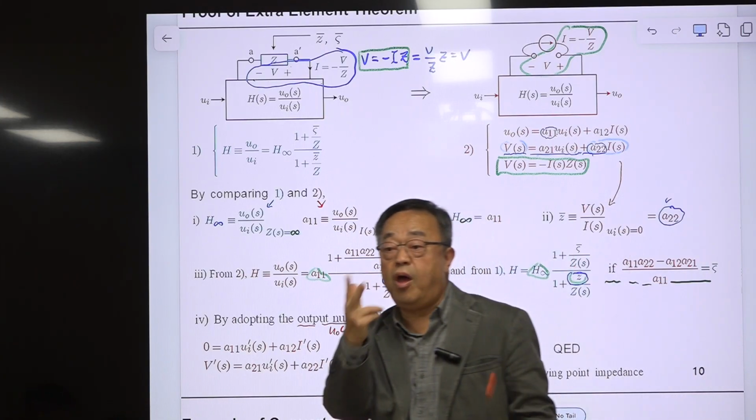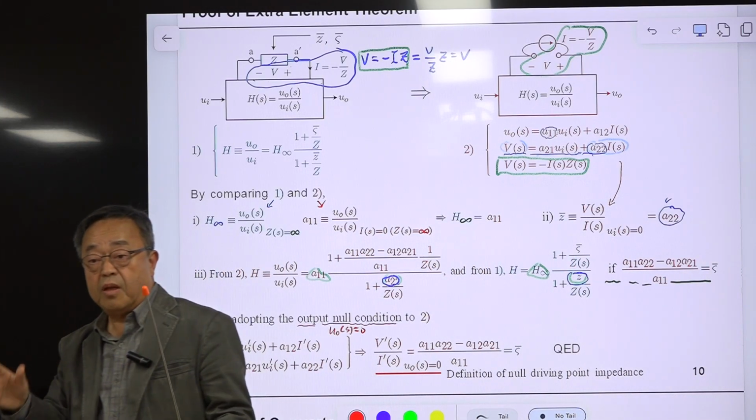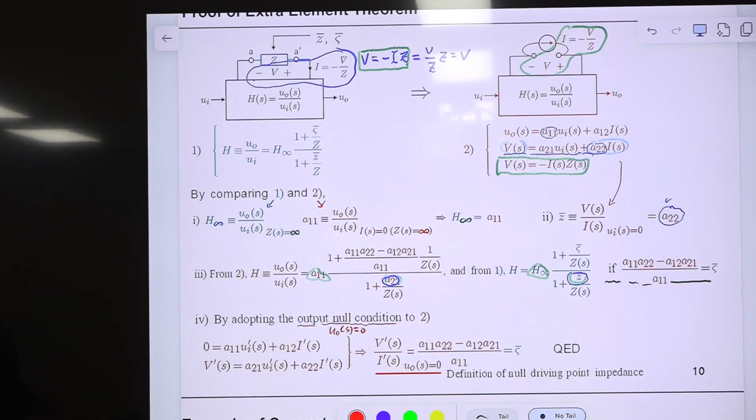Okay. If you have three extra variables, you apply this simple extra element theorem for the two-port network three times, right? Four times, something like that. So it is something like accumulating the result.